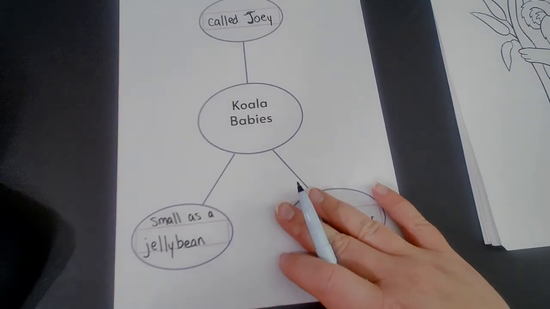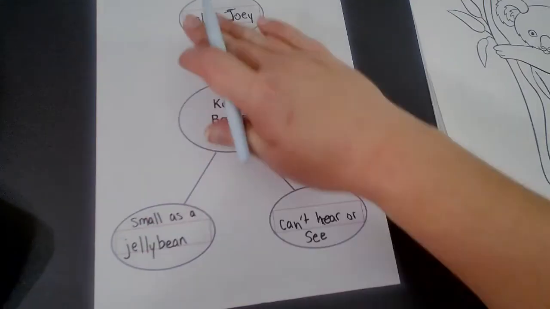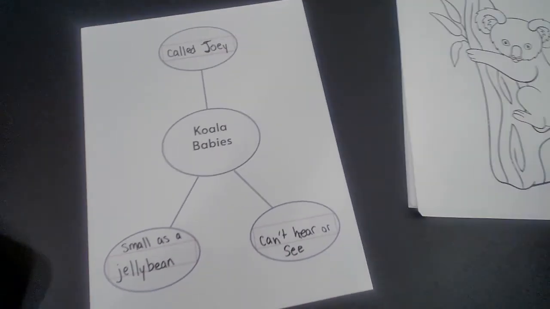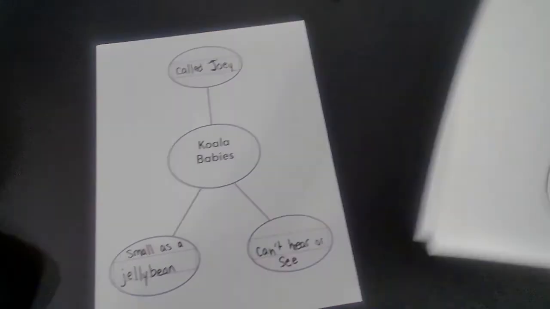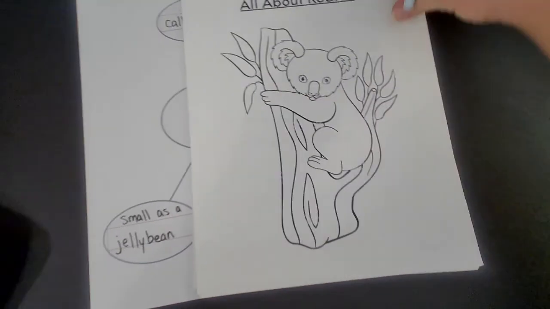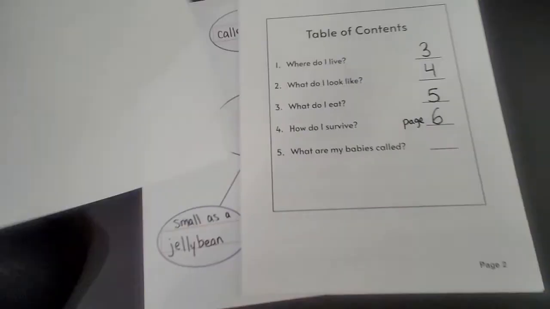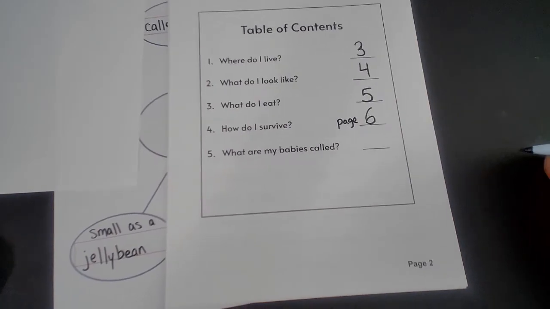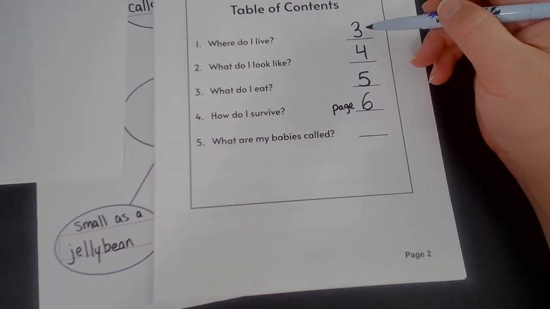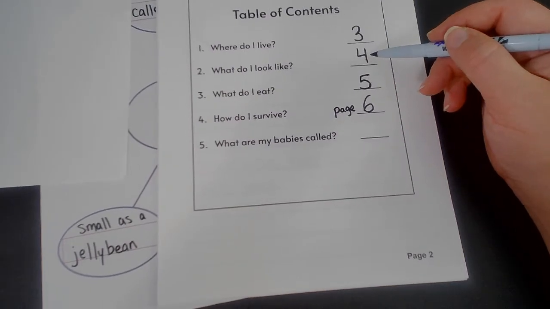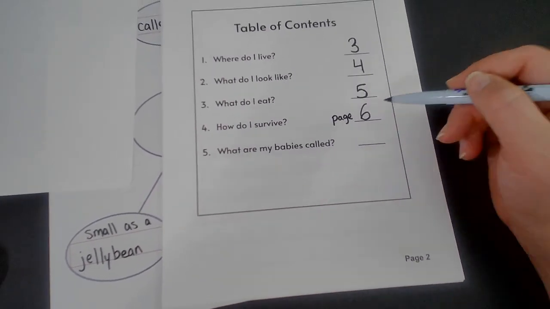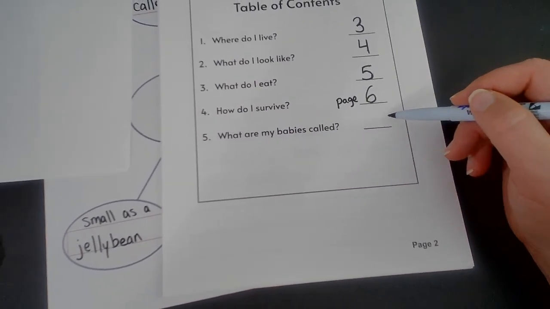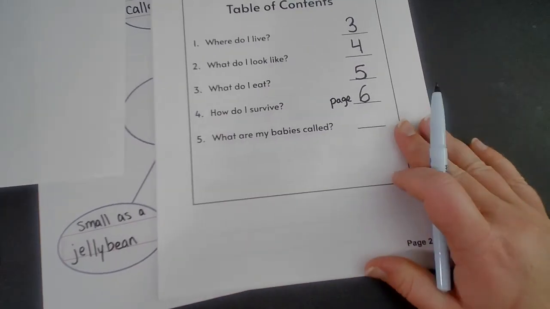Okay, so after you finish your word web, you know the 3 things you are going to write about in your book. You're going to get your koala book out. So, all about koalas. Let's move this over. And we're going to fill out our table of contents. Some of you may have noticed a pattern with our table of contents. We had page 3, and then we went to page 4, page 5, page 6. Any guess on what our next page is going to be?